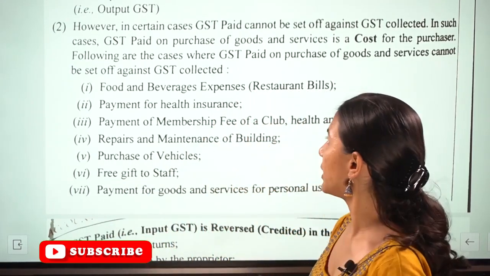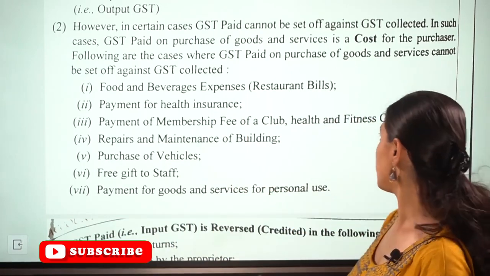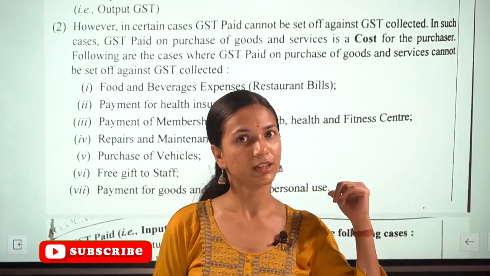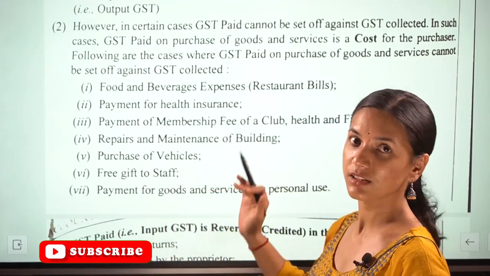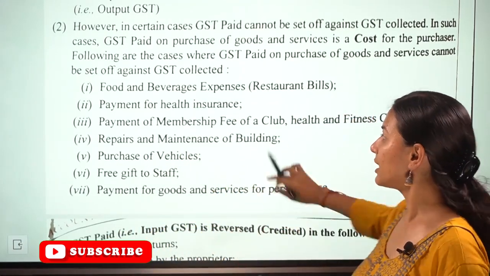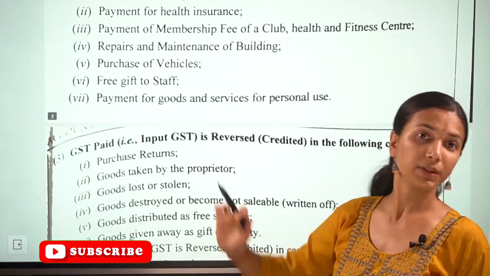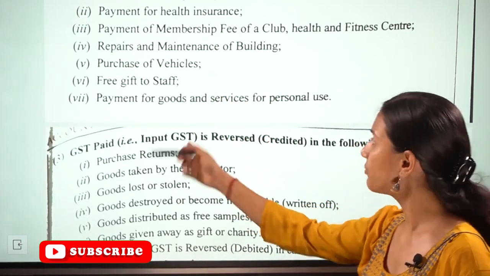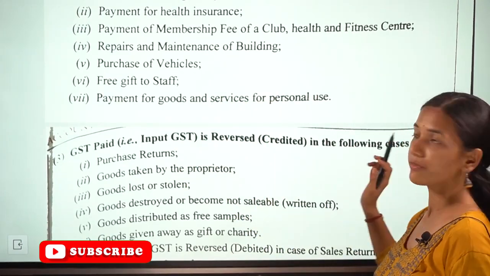Next, third case is payment of membership fee of a club, health and fitness center. That comes under your not for profit organization. That means here also the GST can be set off. Next we have repairs and maintenance of building. Next is purchase of vehicles, free gift to staff, payment for goods and services for personal use.